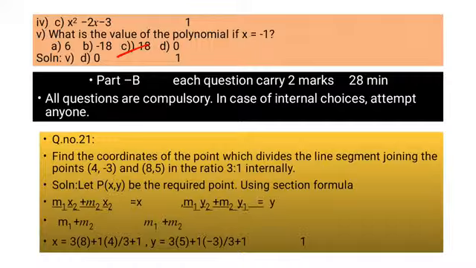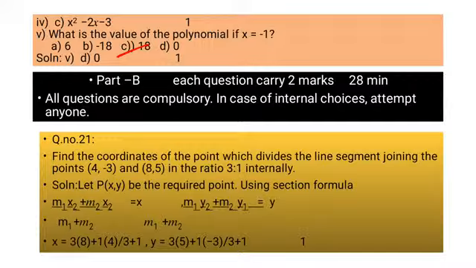Find the coordinates of the point which divides the line segment joining the point 4, minus 3 and 8, 5 in the ratio 3:1 internally. First you have to draw a line segment having point A 4, minus 3 and point B 8, 5, and let P(x, y) be the required point.